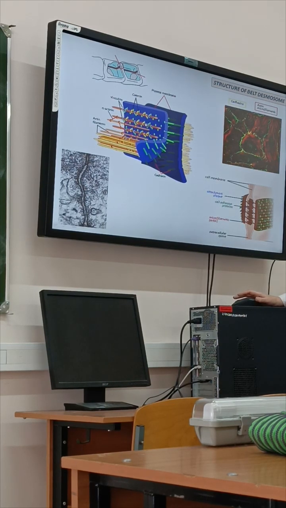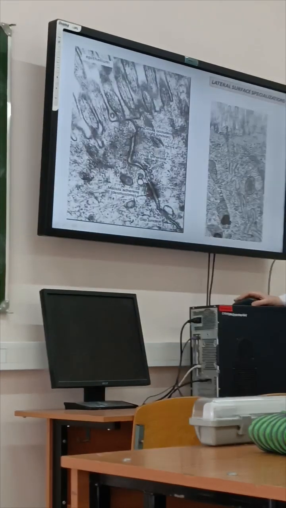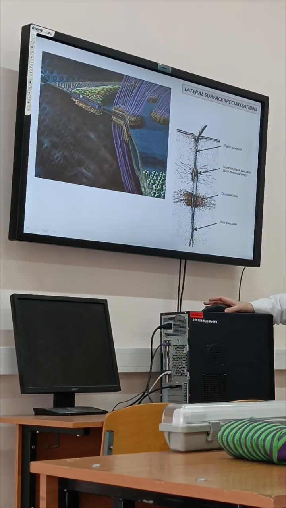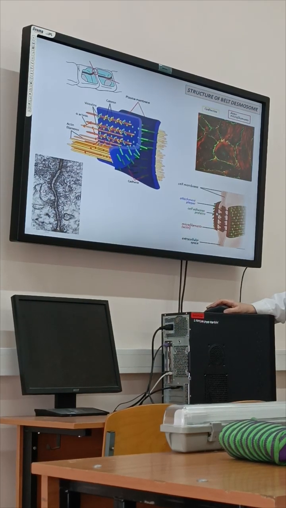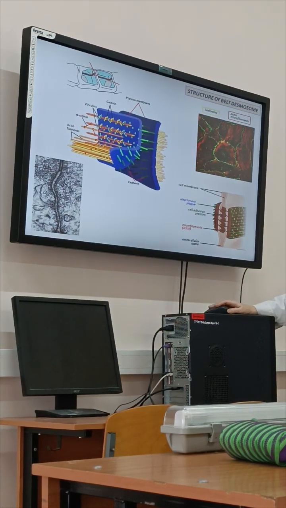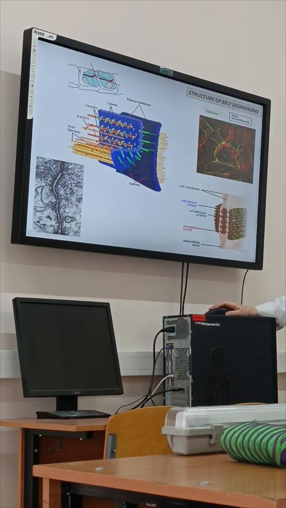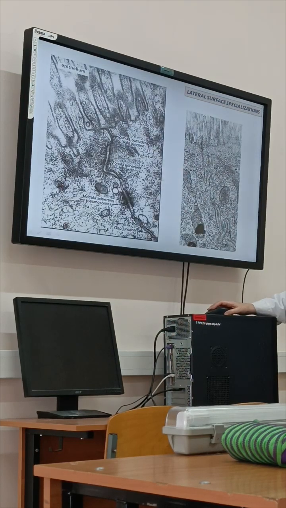Belt desmosome, or zonal adherens. It is situated as a belt around the whole circumference of the cell. It also consists of the attachment plaque and anchor proteins that anchor with each other from both sides of the cell, and to the plaque, not intermediate filaments but microfilaments attach. Let's return to electron micrographs.